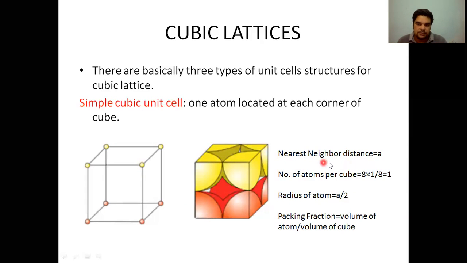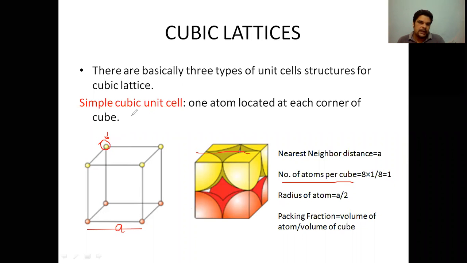Nearest neighboring atom distance: you can easily see here, the nearest neighboring atom distance is nothing but your lattice constant, which is denoted by a small a. So this is your nearest neighboring distance, a. Now, the number of atoms per cube. As I have already told you, one atom is shared among 8 cubic unit cells, so the share of this atom for this particular unit cell is 1/8.